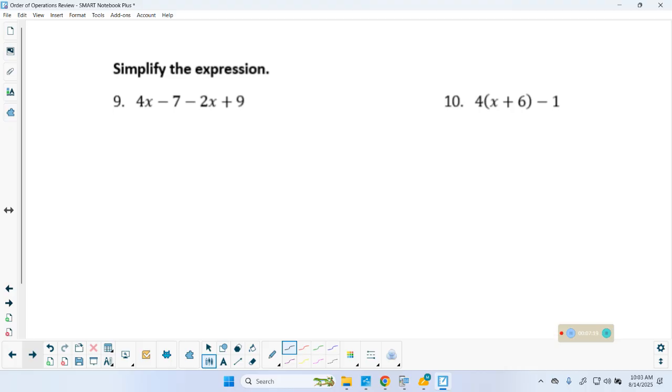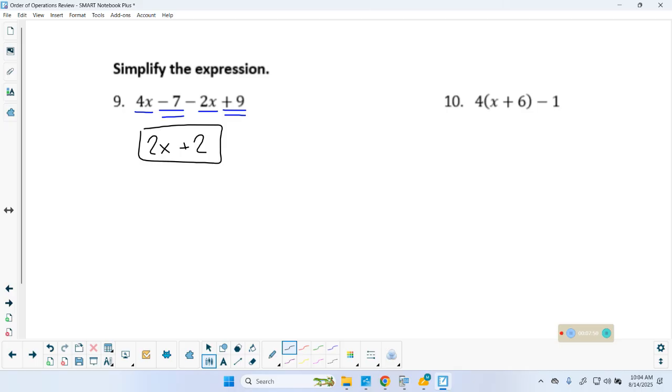So in number 9, 4x minus 7 minus 2x plus 9, we will combine our like terms. 4x and negative 2x, 4 minus 2 gives us 2x. And then we have negative 7 plus 9, and then that would give us a plus 2. And then this right here is our final answer. You're not going to plug anything in because there is no x value for us to plug in.